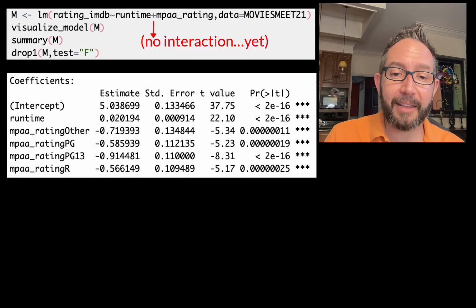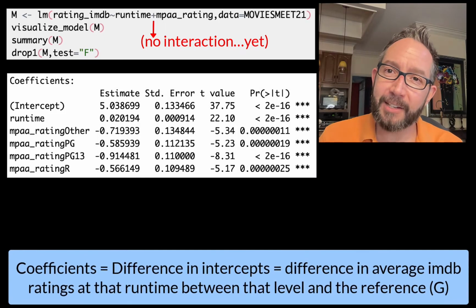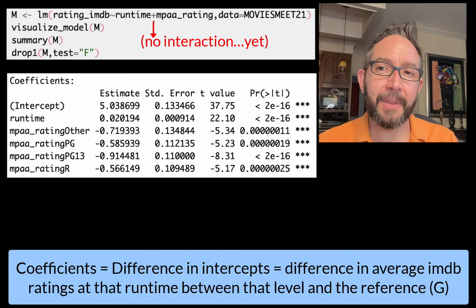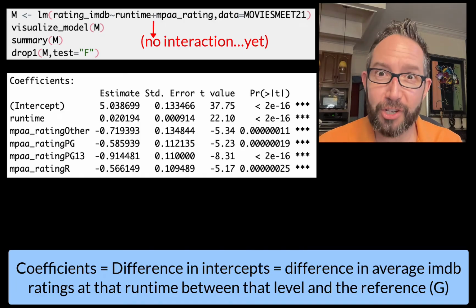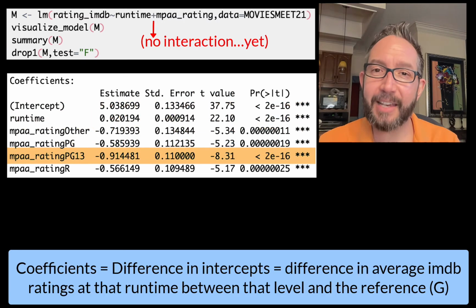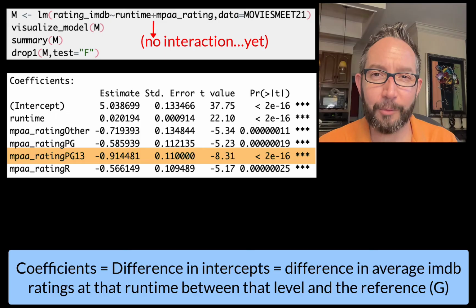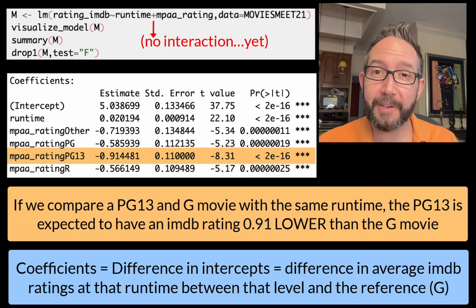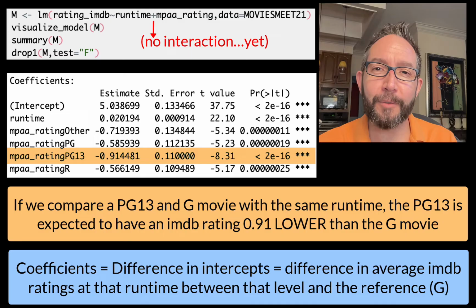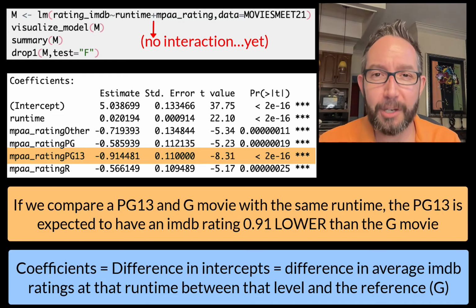So if we go and look at the summary of the model, the coefficients of those indicator variables are letting us know the difference in the average IMDb rating when we compare movies with that MPAA rating and the one with the reference level, in other words, G-rated movies. So let's interpret the coefficient of our PG-13 indicator variable, which we see is about minus 0.91. So if we compare two movies, one is PG-13 and one is G, and they have the exact same runtime, this coefficient is letting us know that we expect the PG-13 movie to have an IMDb rating that's about 0.91 lower than the G-rated movie.